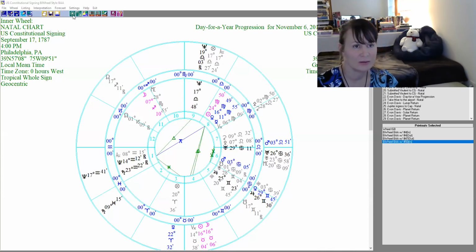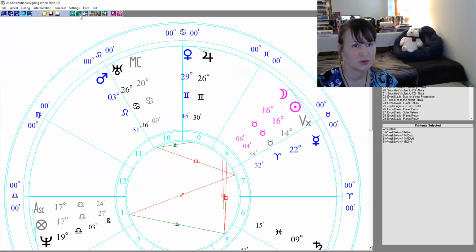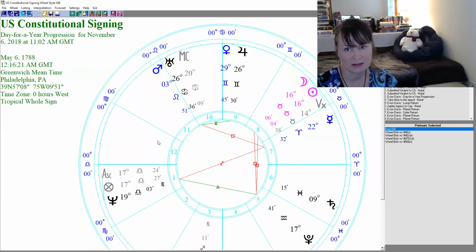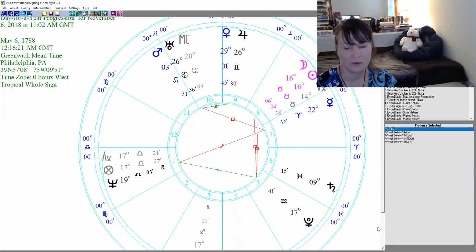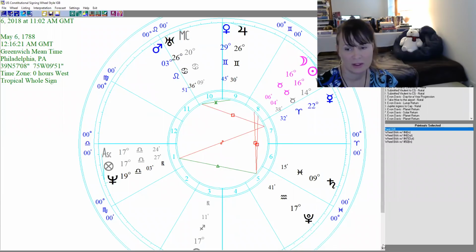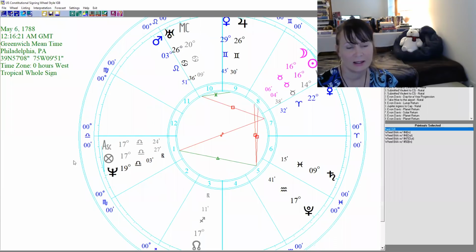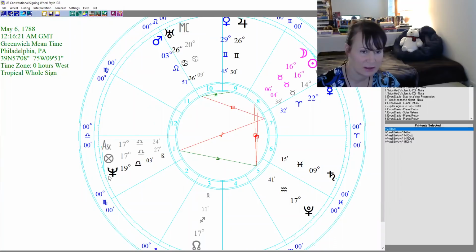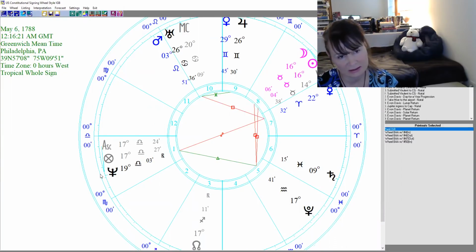Okay, so now I'm going to shift to looking just at this chart. So this is a progress chart for the constitutional signing. And this is what I want you to see here. One of the things I want you to see is that Neptune is on the ascendant.